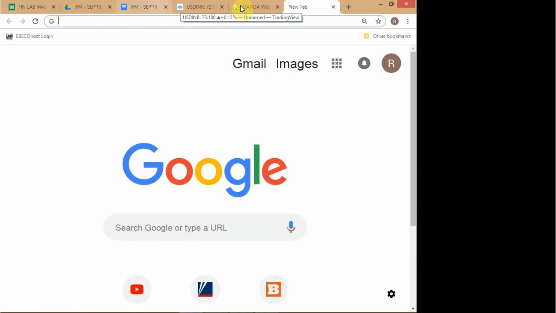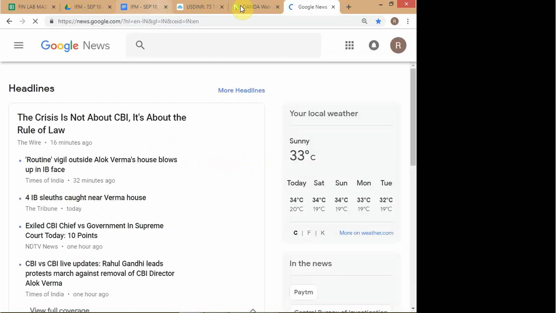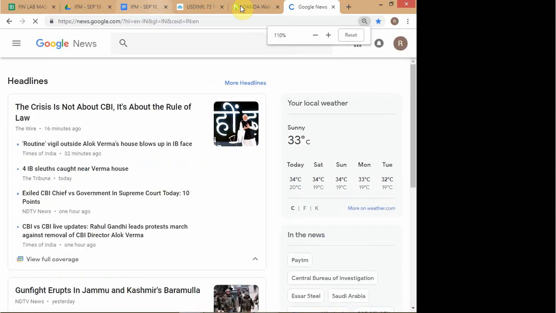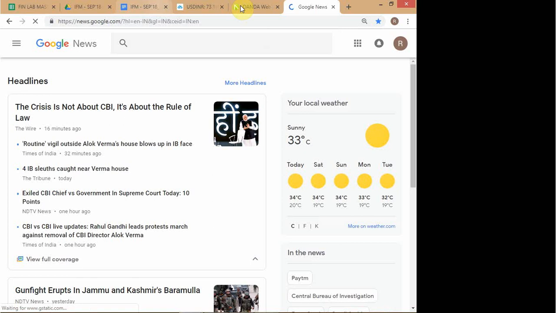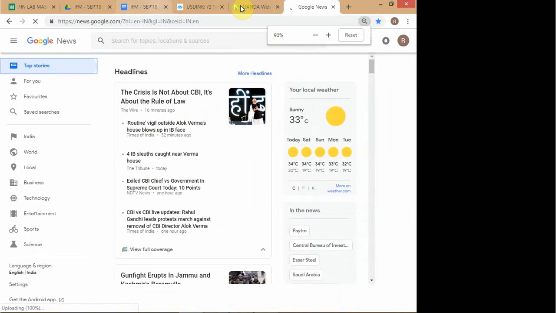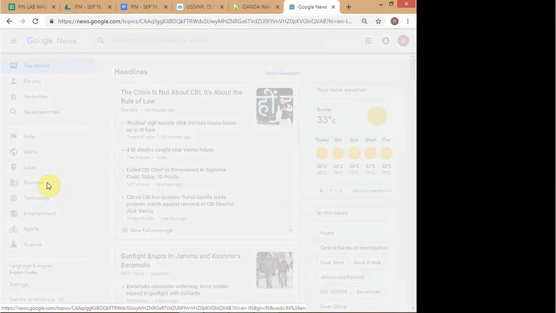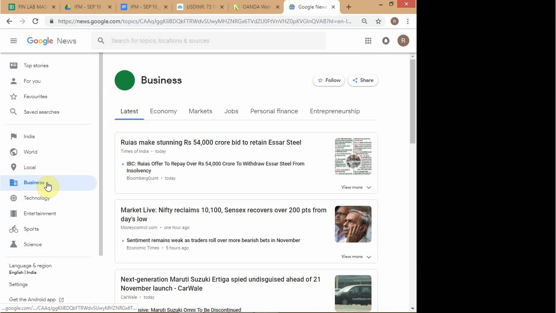What you should do is set up a Google News feed. On the left hand side, you'll see a menu, and you can choose business. Choose this business section and look at it every day, read what is happening in the world, what is happening in India. This is mainly Indian stories.